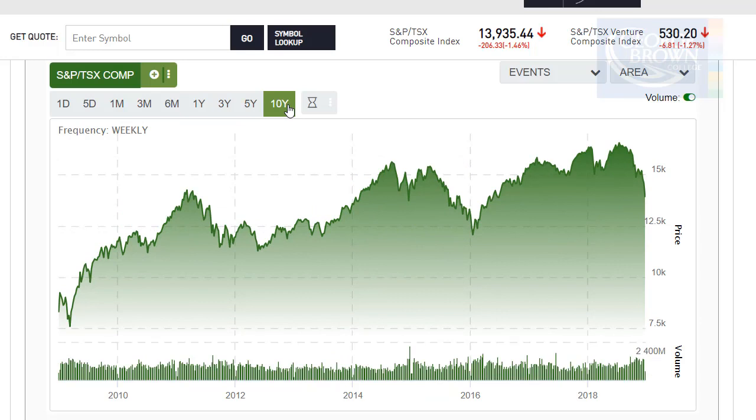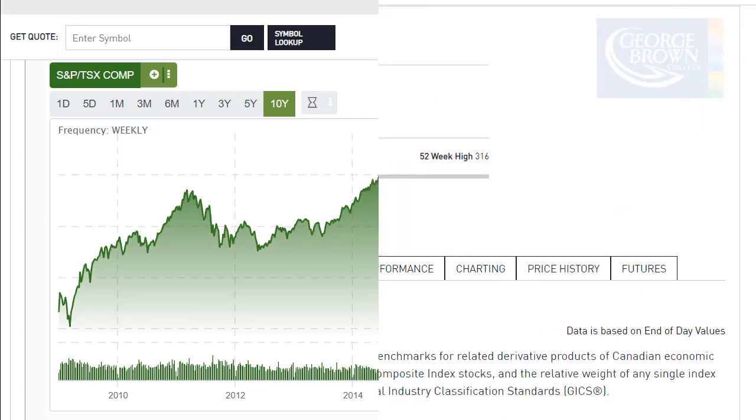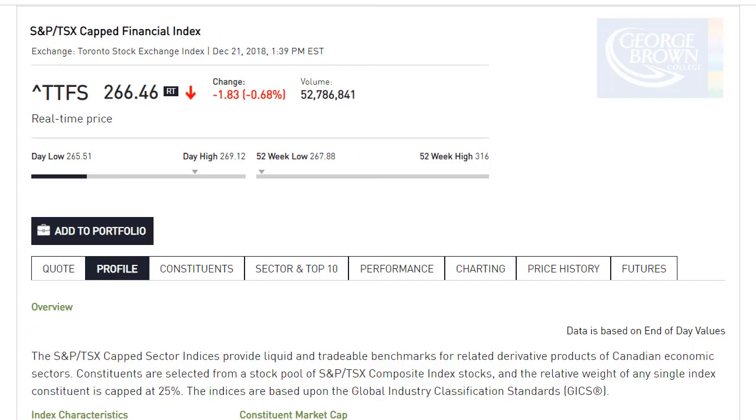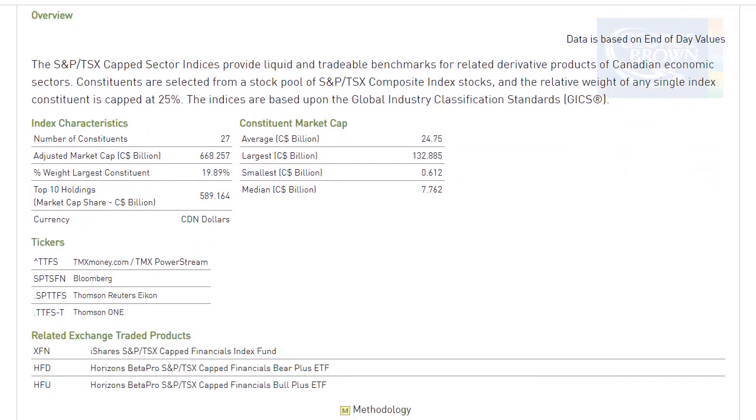But more importantly, what we want to do is look at the financial sector to give us some more information about the financial services industry in Canada. So now I'm looking at the S&P TSX Cap Financial Index. So this is looking at the financial sector, okay? And if I scroll down here a little bit, we can see that the number of constituents is 27. So that means on the Toronto Stock Exchange, there's 27 companies that are classified into the financials sector, okay?